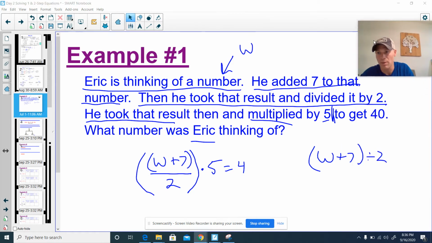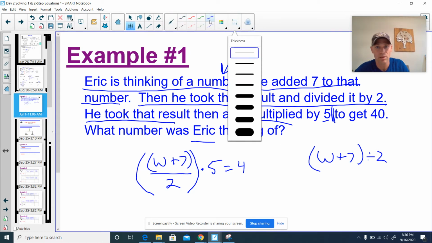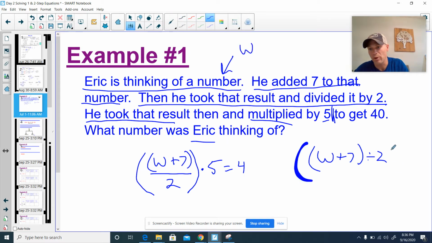If I wanted to do it like this, I would have to put parentheses around this whole thing and then do the same thing, right? Times 5 equals 40. Okay? Well, what did we just do? We just took all of that, broke it down, and then created an equation.